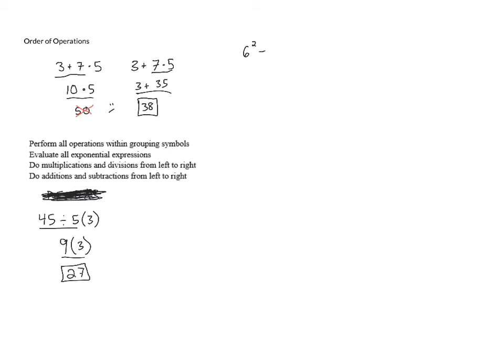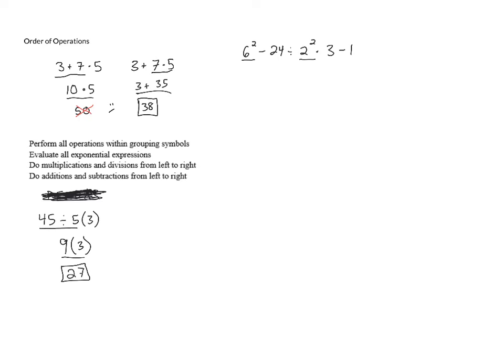6 squared minus 24 divided by 2 squared times 3 minus 1. So this is an expression that has several different operations in it. Let's figure out where we need to start. Now, we don't have any grouping symbols, so we can skip the first step and move on to the second step, which says evaluate all exponential expressions. There are 2 exponential expressions, 6 squared and 2 squared.